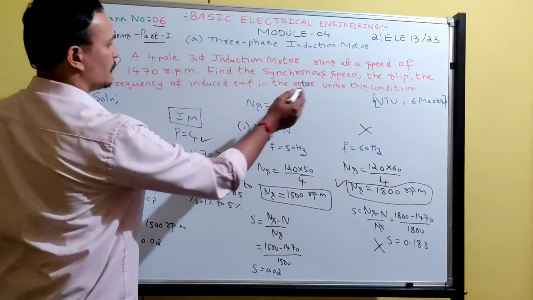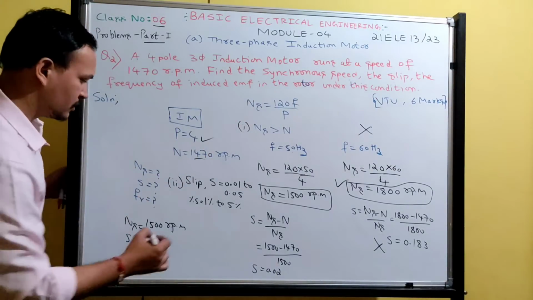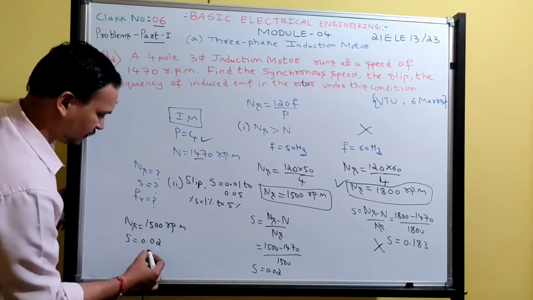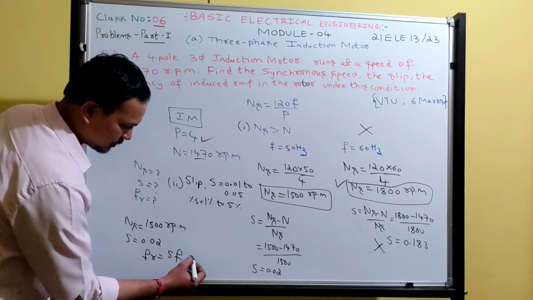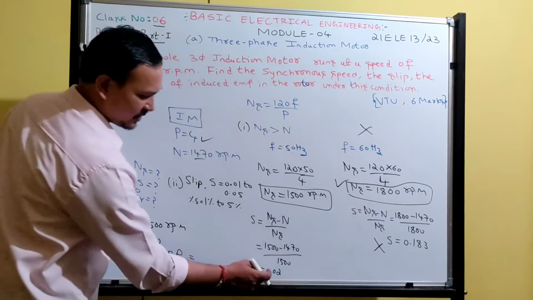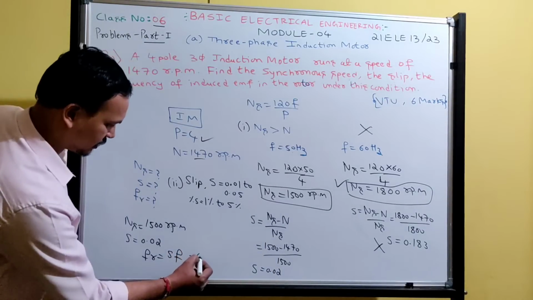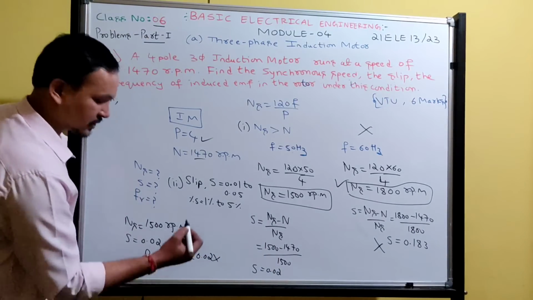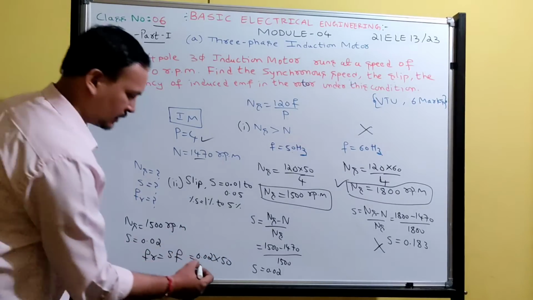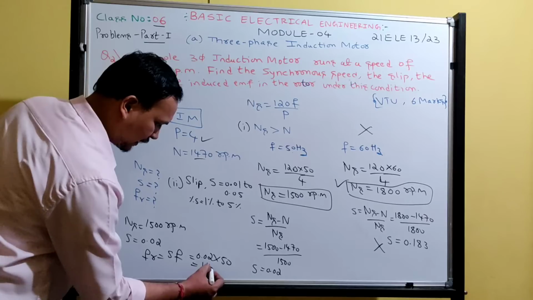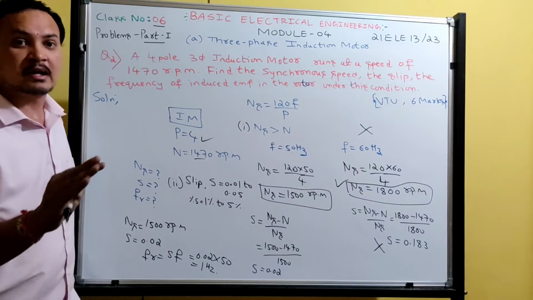So next one is finally the frequency of induced EMF in the rotor under this condition. So what is the rotor frequency formula? Rotor frequency is slip into supply frequency. Which slip you are going to take? 0.02 or 0.183? Very good. This one only. 0.02 into what is the supply frequency? 50 hertz. So 0.02 into 50, the answer will be 1 hertz. See, rotor frequency will be very low under running condition.